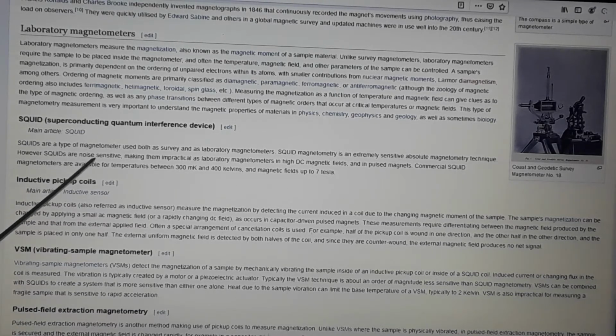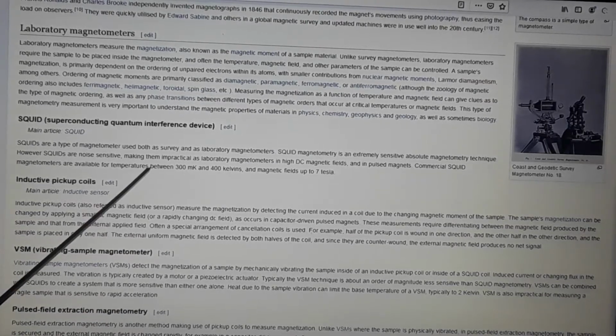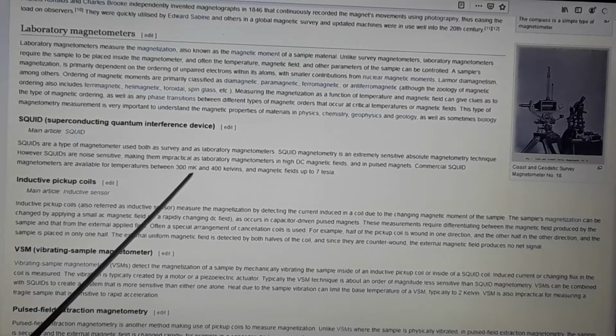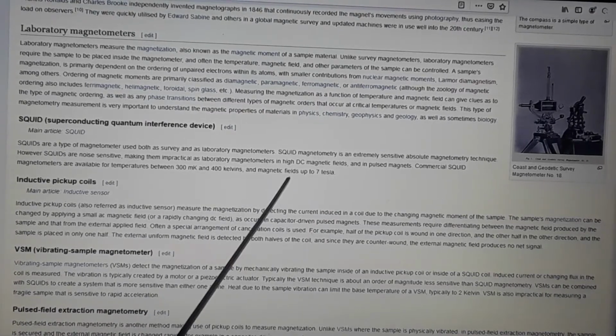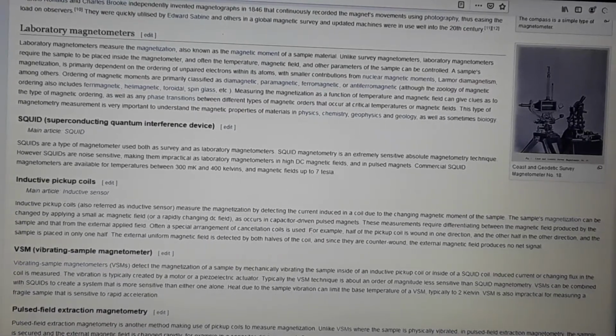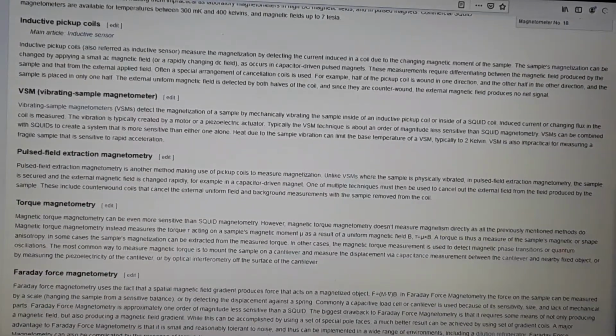However, SQUIDs are noise sensitive, making them impractical as laboratory magnetometers in high DC magnetic fields and impulsed magnets. Commercial SQUID magnetometers are available for temperatures between 300 millikelvin, I guess, and 400 kelvins. Magnetic fields up to 10 tesla, or I'm sorry, 7, it just says.